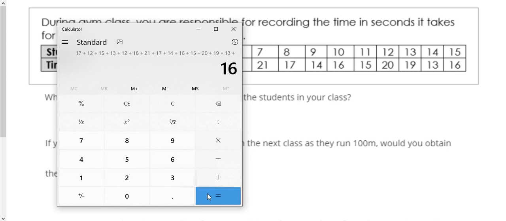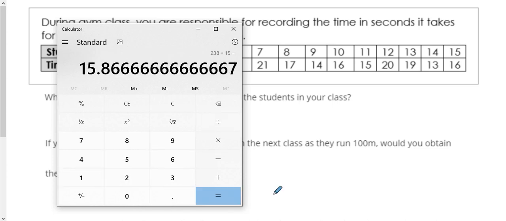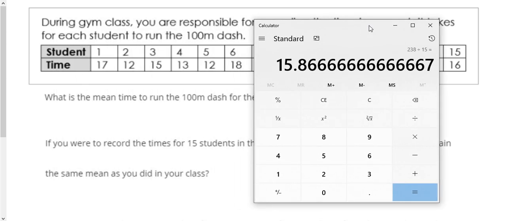So you get a total of 238. There were 15 pieces of data, so we're going to divide by 15. And that's going to give us a mean time of 15.866, and I believe it's rounded in your answers, so pick the answer that's closest to 15.866. Should be 15.9. All right.